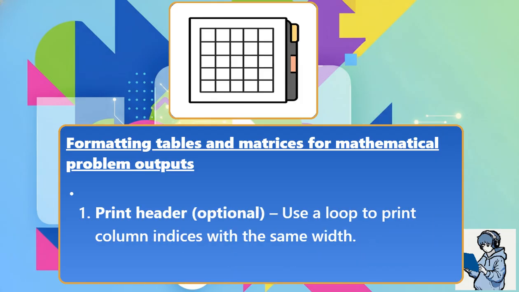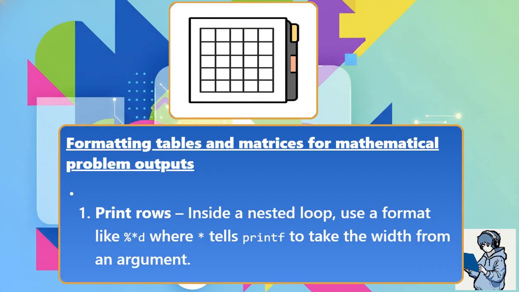Print header, optional. Use a loop to print column indices with the same width. Print rows inside a nested loop. Use a format like %*d, where the star tells printf to take the width from an argument.